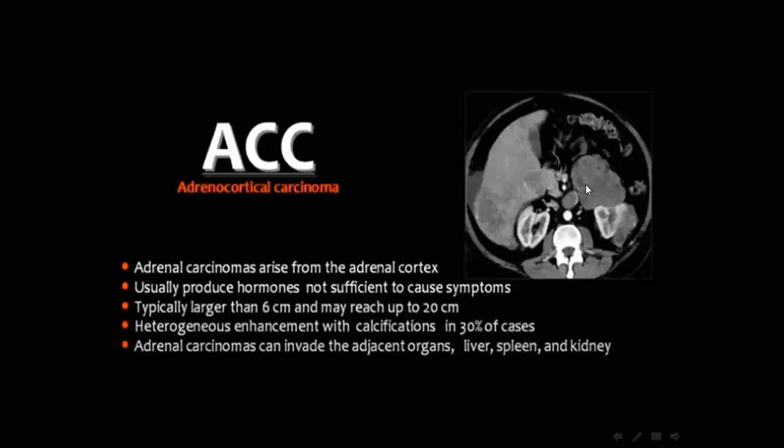Adrenocortical carcinoma. Adrenal carcinomas arise from the adrenal cortex and usually produce hormones not sufficient to cause symptoms. They are typically larger than 6 cm and might reach up to 20 cm, with heterogeneous enhancement and calcification in 30% of cases. Adrenal carcinoma can invade adjacent organs like the liver, spleen, and kidney.